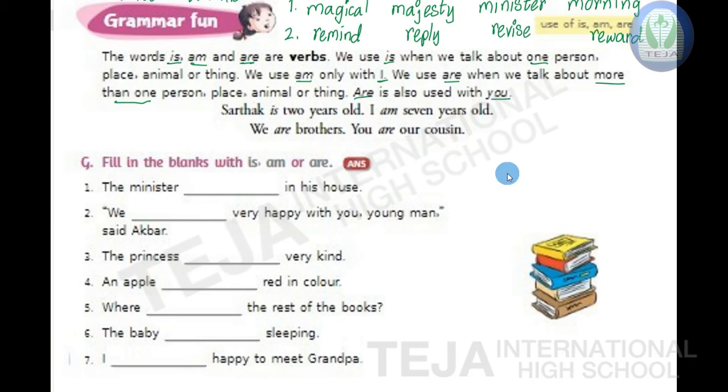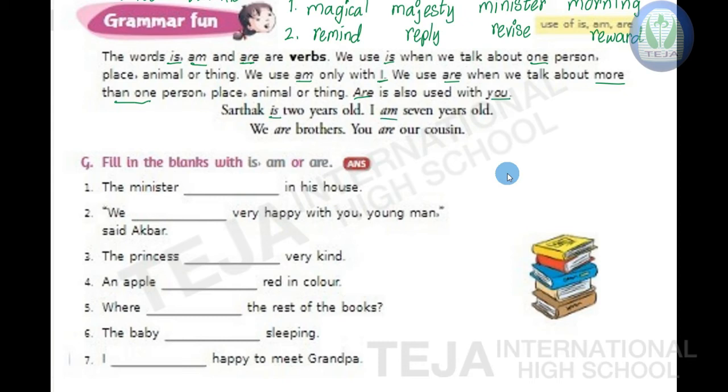Okay, are is also used with you, Y-O-U. Now look at the examples here, children. Sarthak is 2 years old. I am 7 years old.